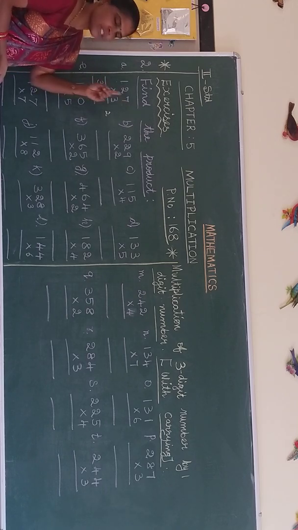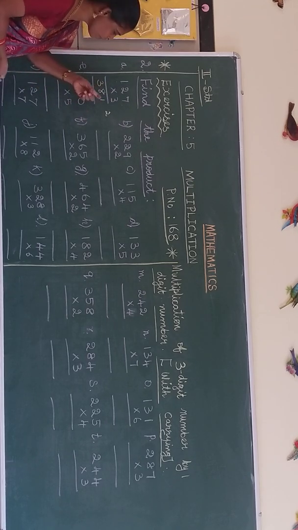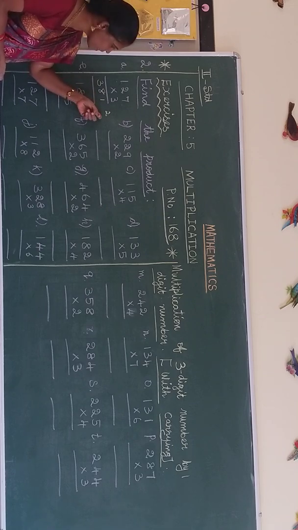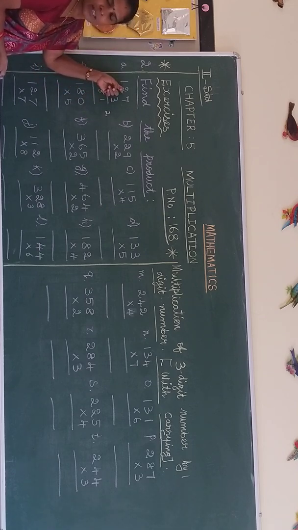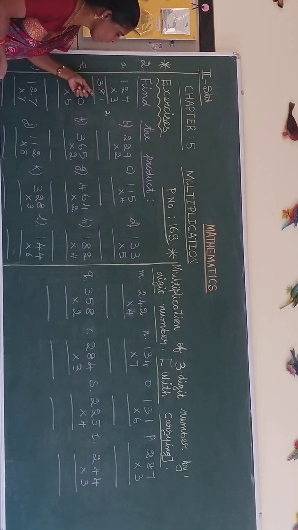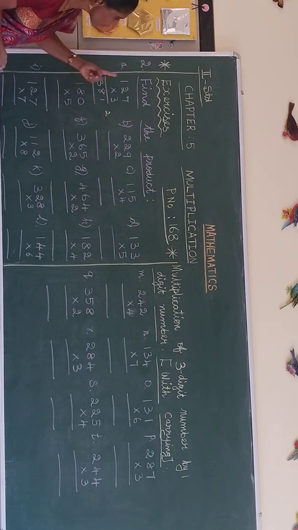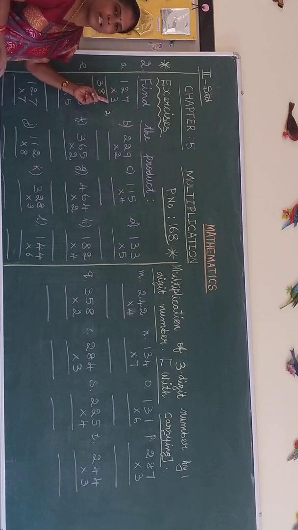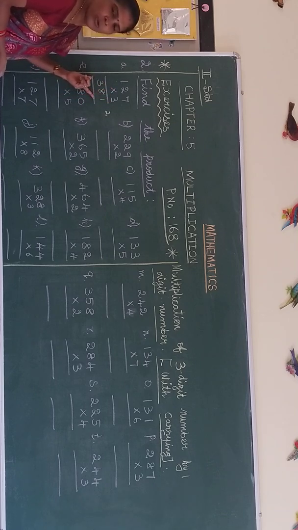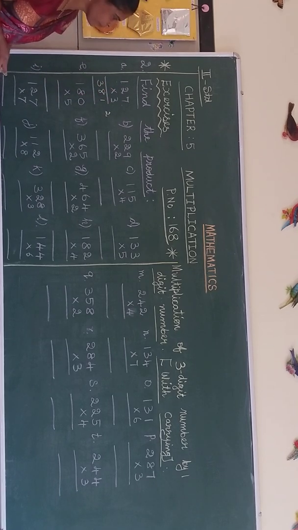So 3 sevens are 21. In this 21, 1 in the ones place, 2 on the side, and 3 twos are 6. 6 plus 2 is 8, and 3 ones are 3 only. So 127 multiplied by 3 is equal to 381.